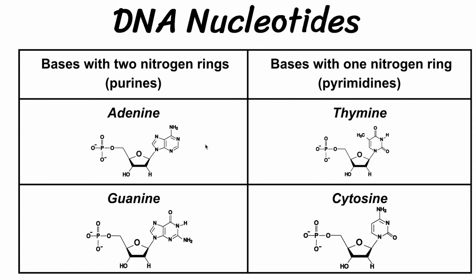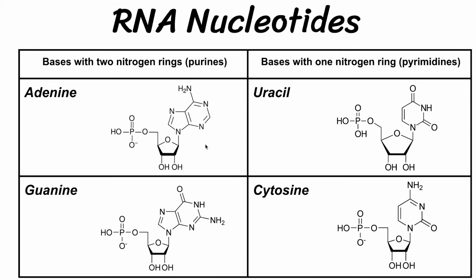You'll often see these nitrogenous bases referred to by just the first letter of their name. So adenine is referred to as A, thymine T, guanine G, cytosine C. Here are the 4 bases that make up RNA, and you'll notice that there's 1 substitution. We continue to have adenine and guanine as the 2 purine nitrogenous bases, but in RNA, uracil substitutes for thymine. So we have A, U, G, and C as the 4 bases that make up RNA.